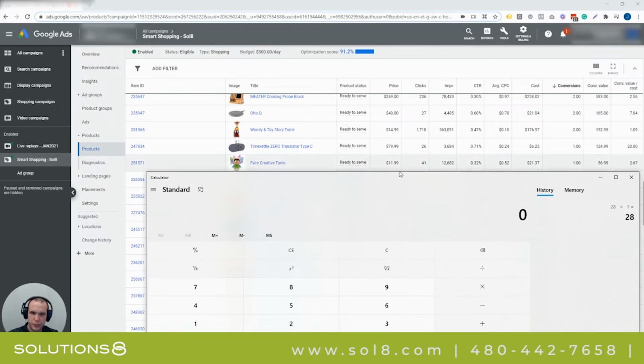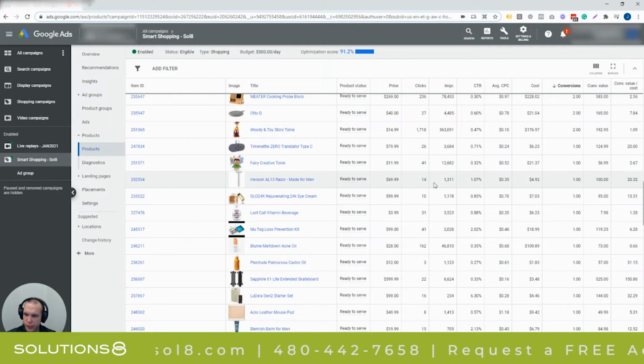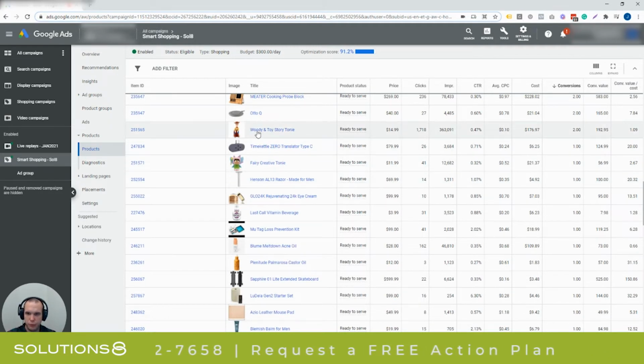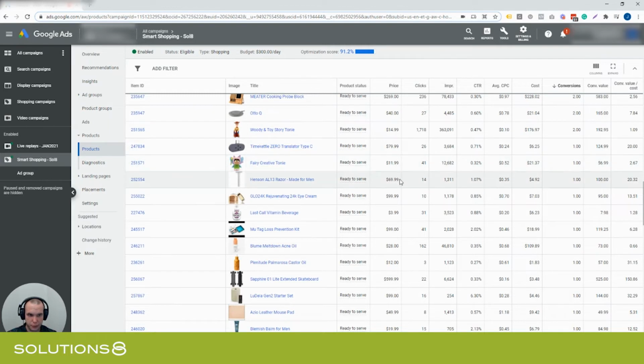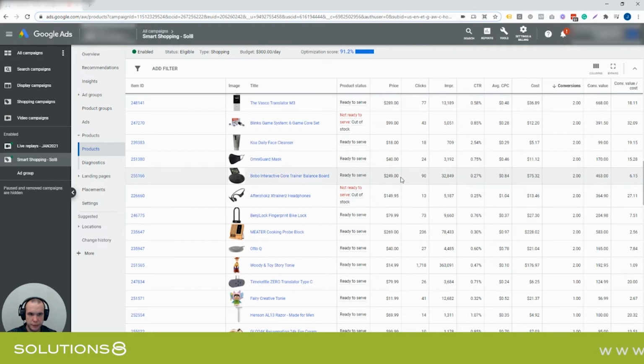But the story is, if you're saying, well, I want to exclude items. Well, why do you want to exclude items? Because I don't want to market an item for Woody and Toy Story Tony. I don't want to market a $15 item. If my cost per sale is X amount of dollars, then I can't make any money. Let's just look at a really small example here. Let's find a good one here. Okay, so OmniGuard mask, $40.